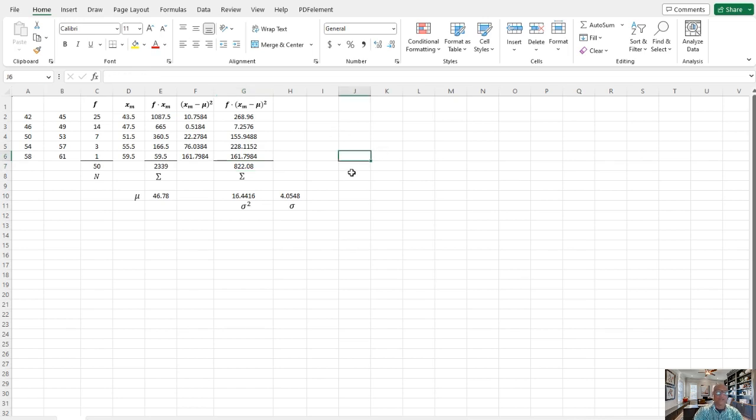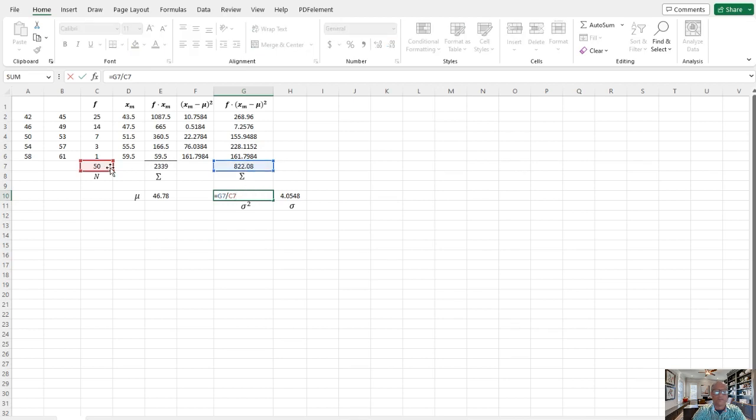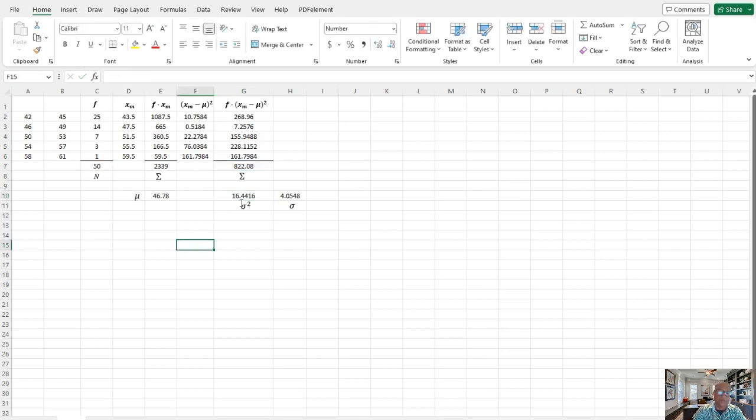And then to get the average square deviation, I just take this sum here and divide it by how many values I have. And so I divide this by 50. Notice I'm using cell references. I'm not hard coding the values. This gives me my variance, and of course then the square root of this gives me the standard deviation.